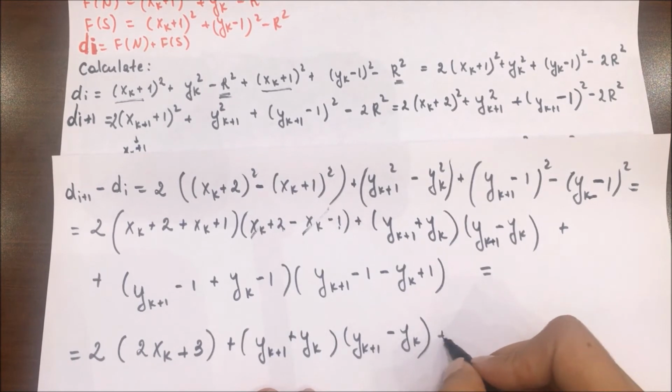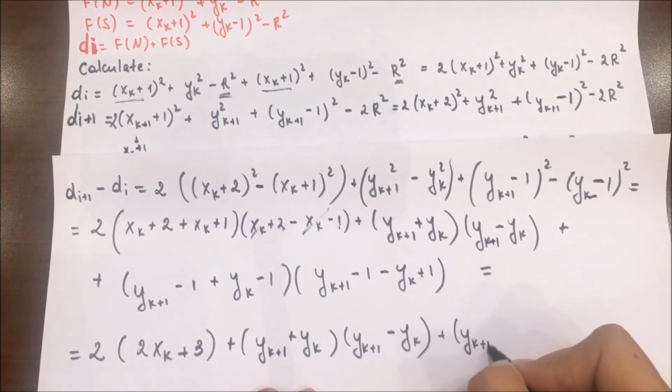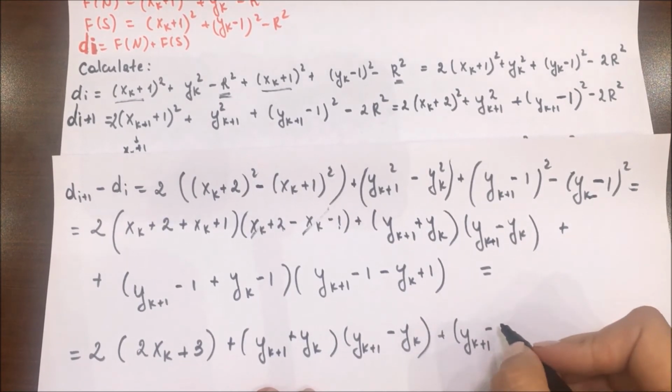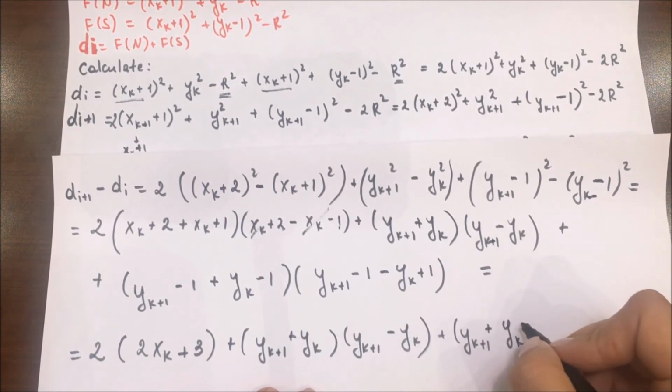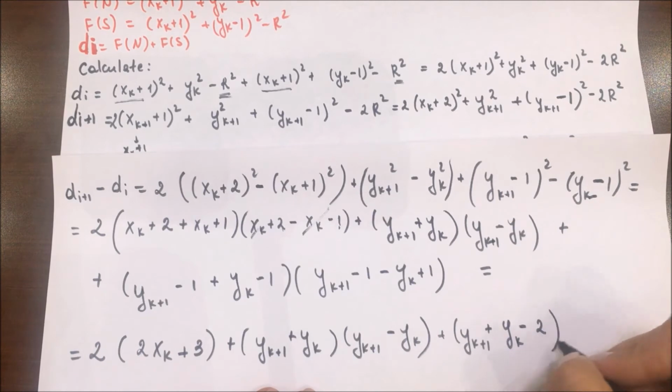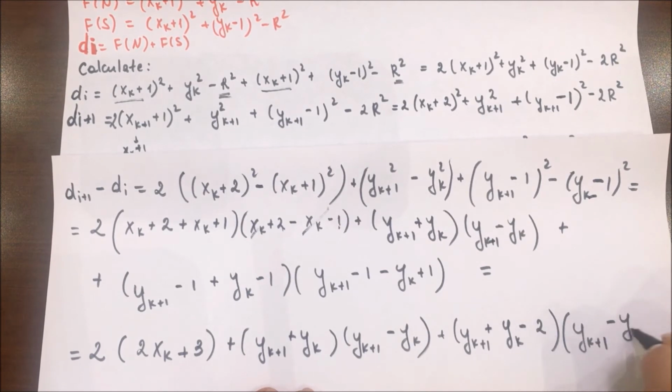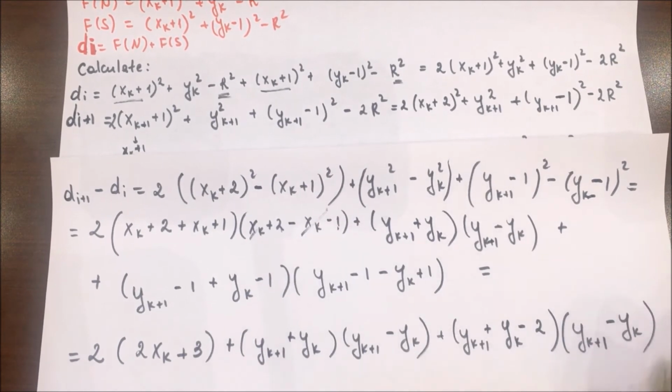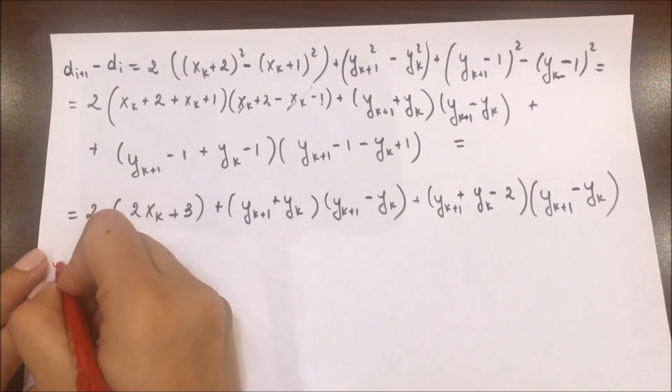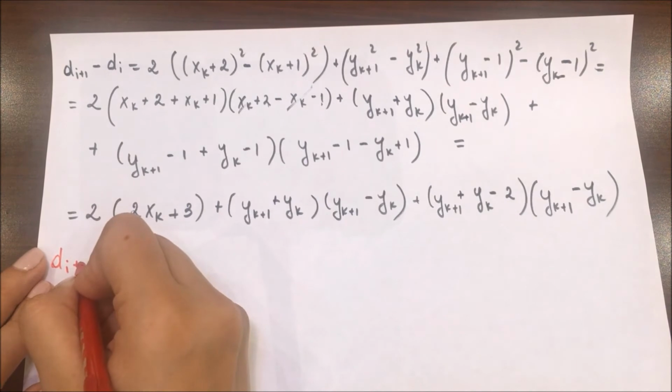The third operation, I will write yk plus 1 plus yk minus 2, and here yk plus 1 minus yk minus 1 and plus 1 will be cancelled out. So this is the end of the simplification process.